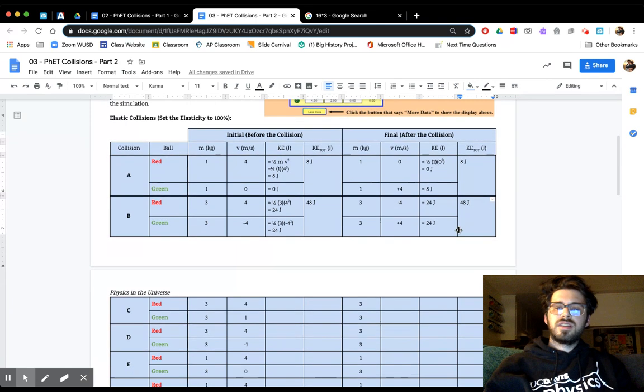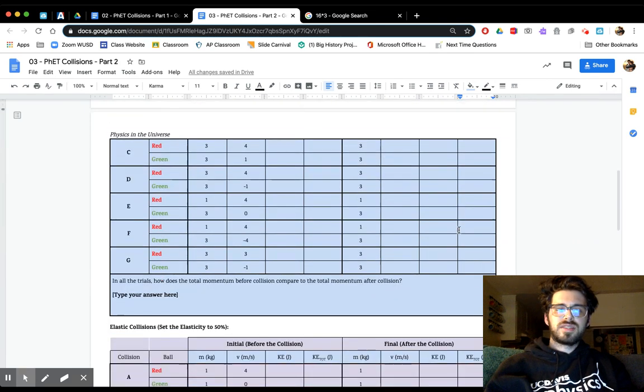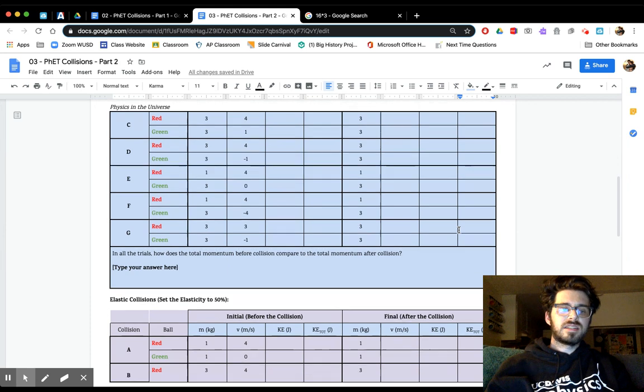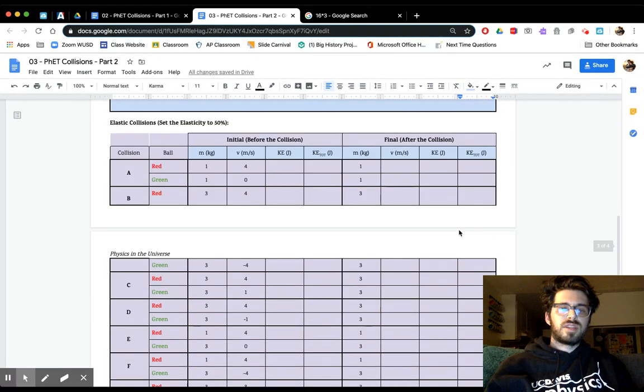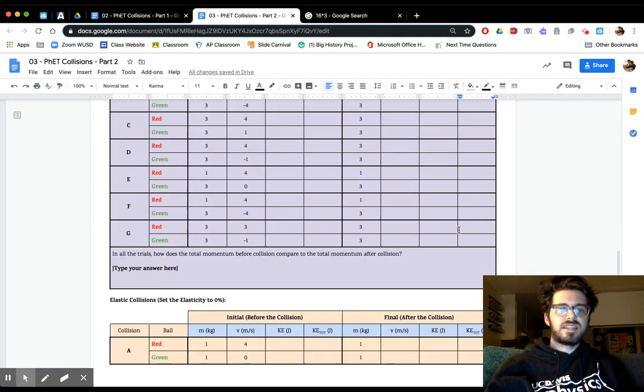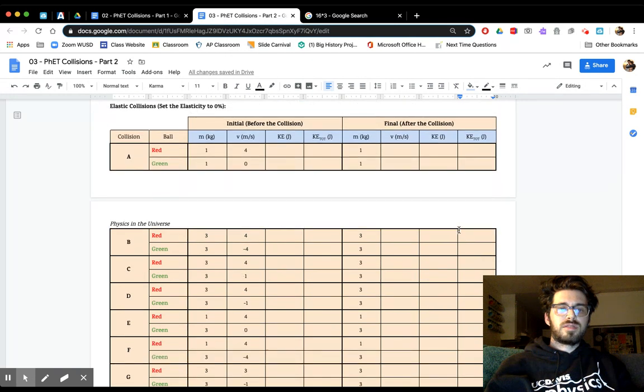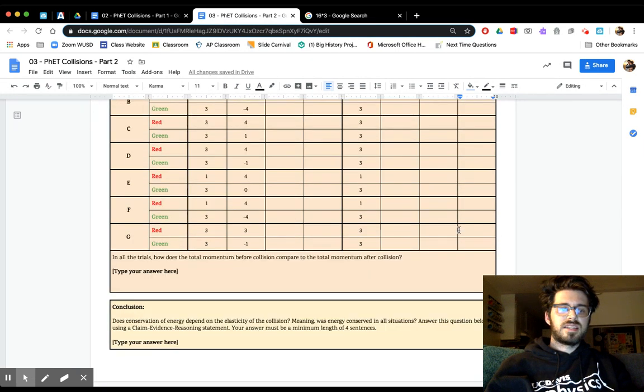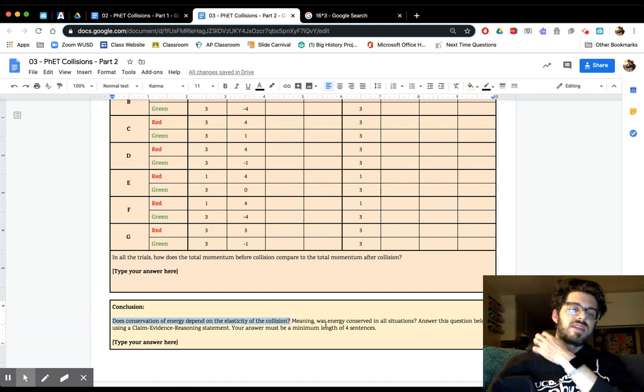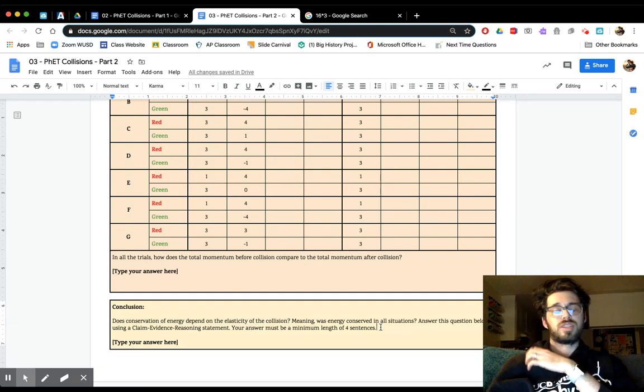All right, you're going to complete this for all of the elastic collisions. You're going to do it for the 50% elasticity, and then you're going to do it for the 0% elasticity. At the very end, you're going to answer the question: does conservation of energy depend on the elasticity of the collision? You're going to answer with a claim, evidence, reasoning statement for that, just like you did last time.